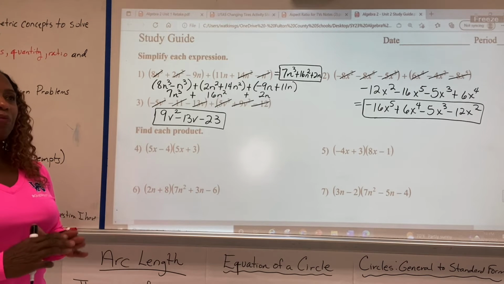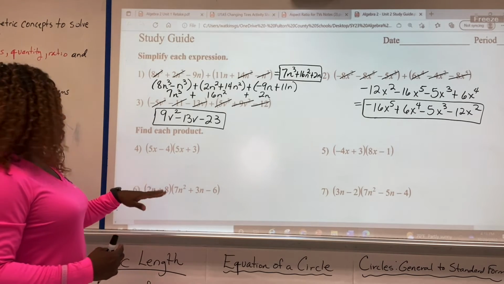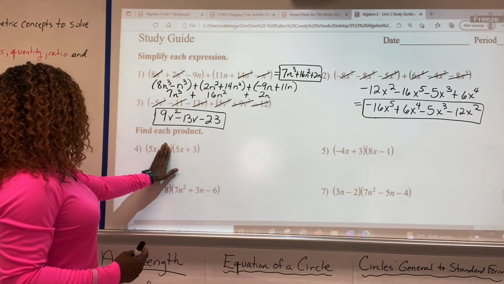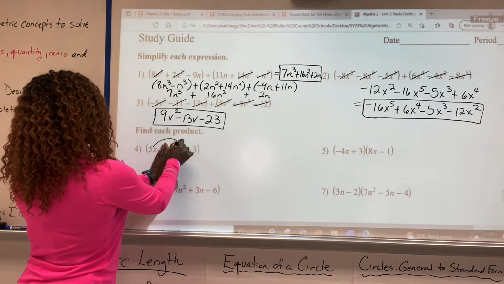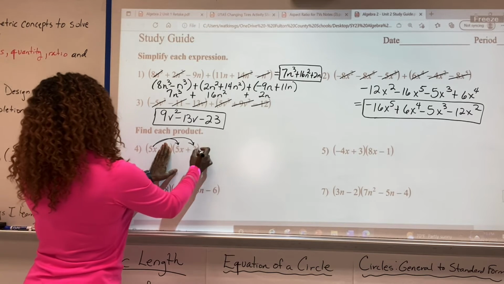Well, you have to do one at a time, but in order for me to stay focused on what I'm doing, I like to sort of just cover one up and move it out of my way, so to speak. So I'll cover this one up, and then I'll do my 5x times 5x and 5x times 3. That helps me to keep up with what I'm doing.